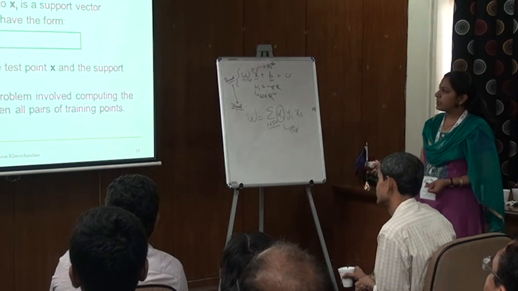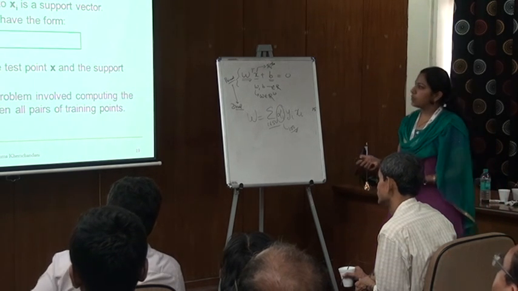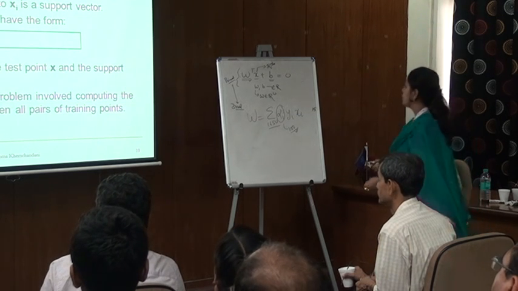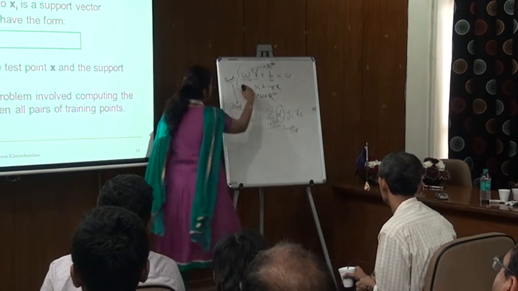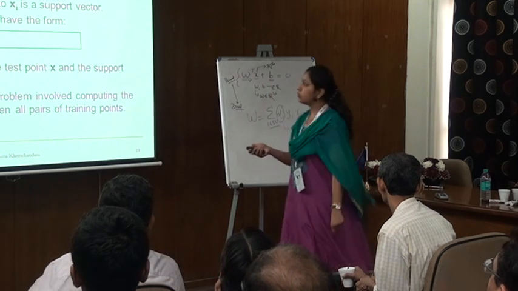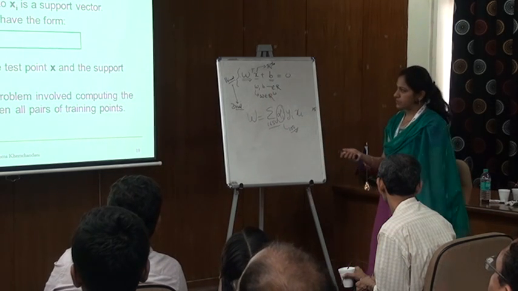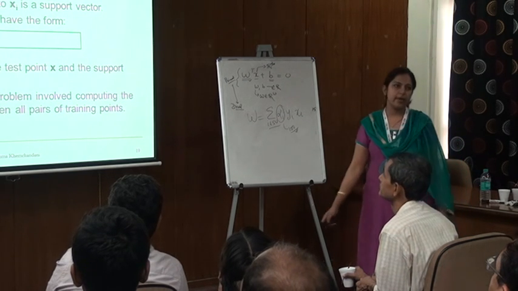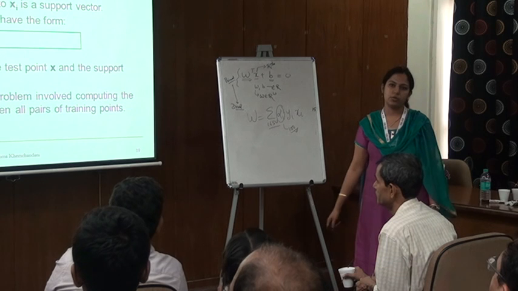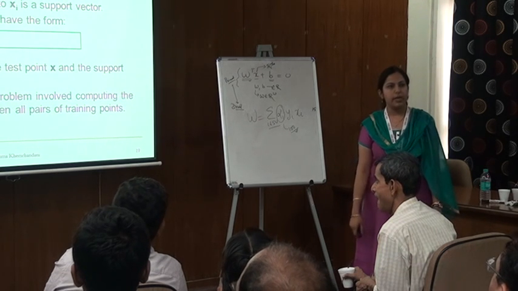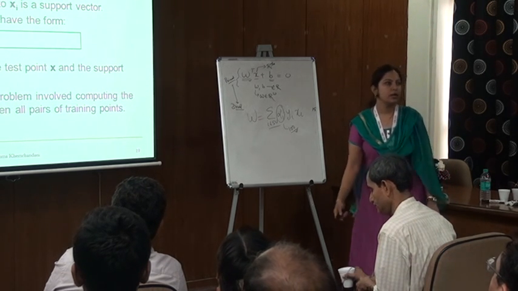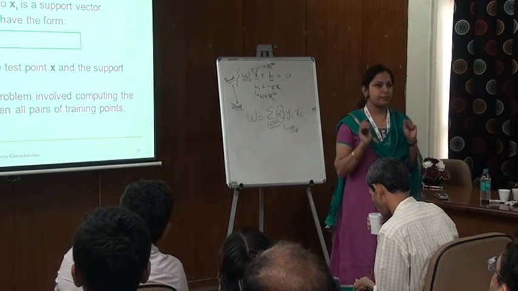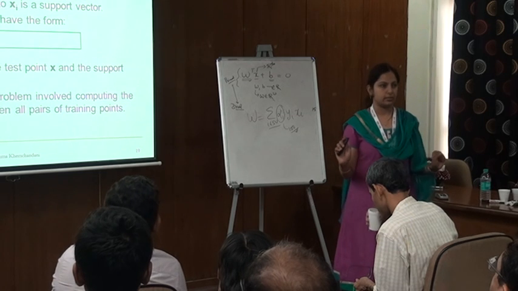So the solution has this particular form, and once you have the solution, you just put this value of W in the classifier and look at the sign of it. If this is greater than 0, we say it belongs to class 1. If it is less than 0, we say it belongs to class -1. Any questions so far? Fine.